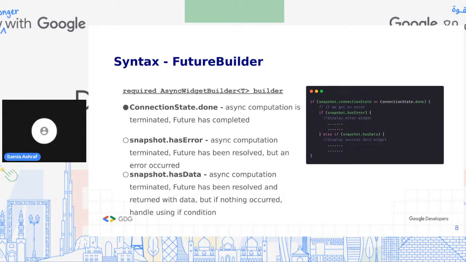So let's say you've made the call to the API and you have got the response data. Now this data can have errors. So that we will check using if snapshot dot has error. So first you will check if the API call was completed. Then we will check for the errors and then display the error widget if an error has occurred. Or else, we will also check if snapshot dot has data because sometimes the future returns with null value. So in that case, we need to display an appropriate result.